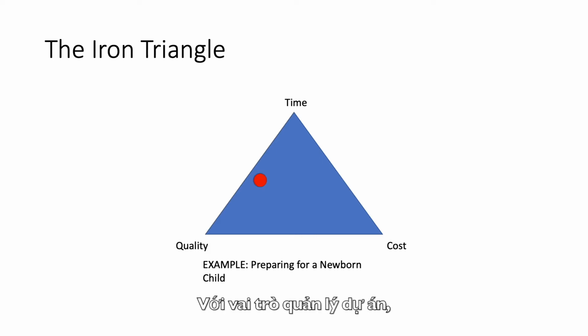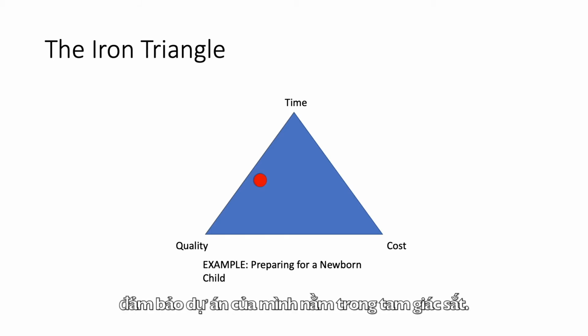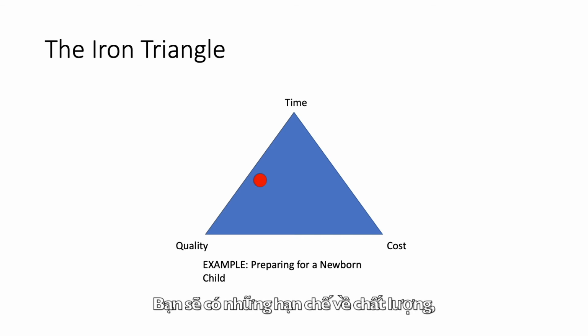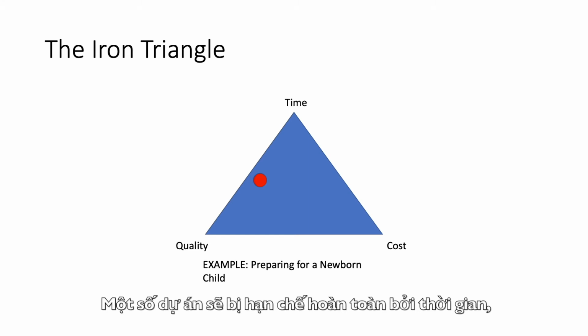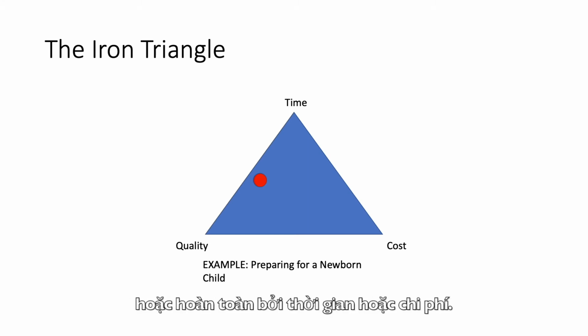As project managers, your job will always be to manage your projects such that they fit within the iron triangle. You will have constraints based on quality, time, or cost on all axes to some degree or another. Some of your projects will be absolutely time constrained, or absolutely cost constrained, or absolutely quality constrained. More often than not, your projects fit somewhere in the middle.